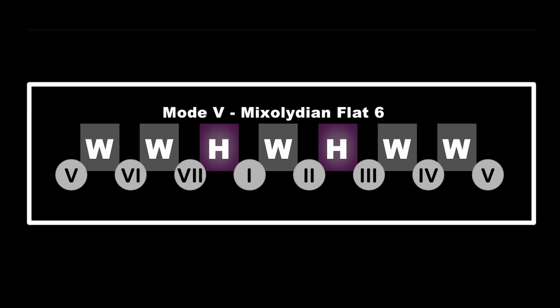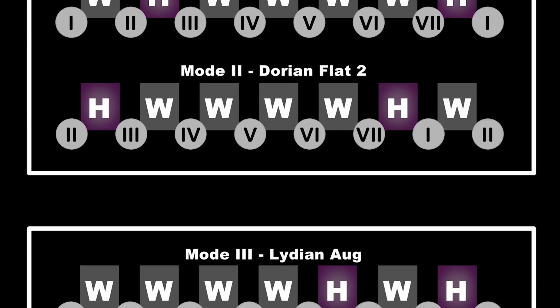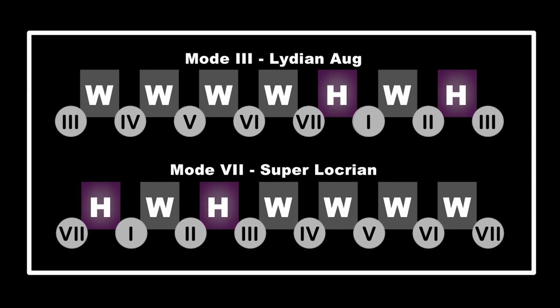Now let's look at the 1st and 2nd mode of melodic minor. Notice that they mirror each other. The interval structure of one is the opposite of the interval structure of the other. This symmetry happens again between the third and seventh modes. Notice the positions of the whole steps and half steps.